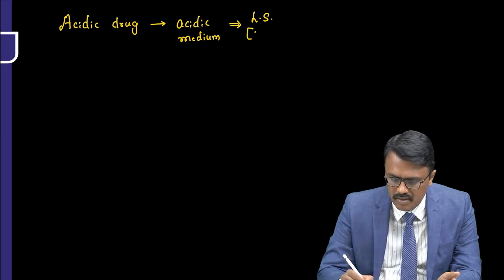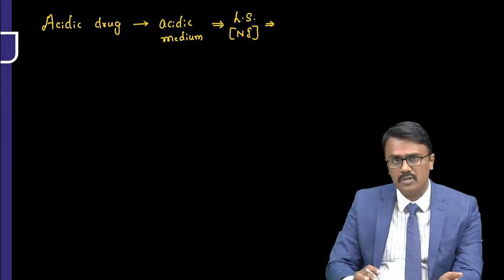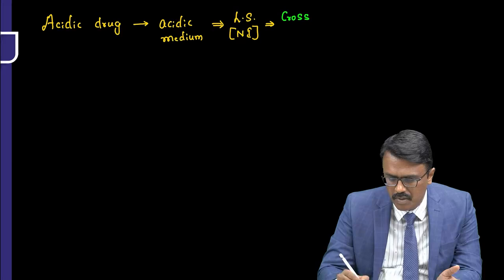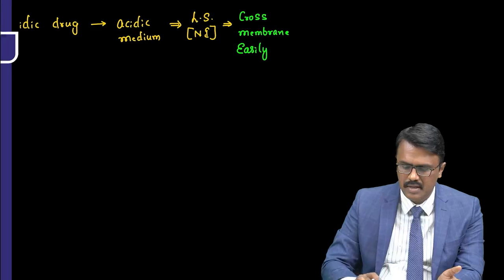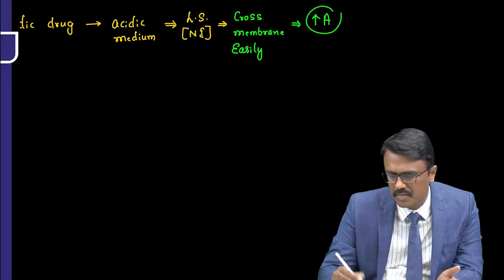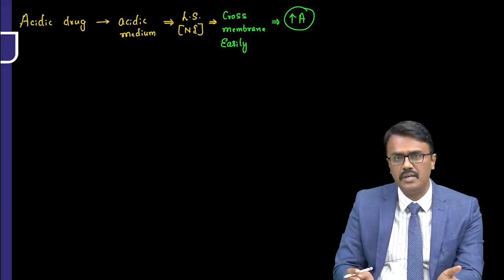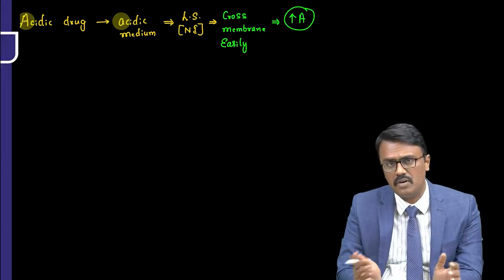And what is lipid soluble meaning? The drug is non-ionized. I have taught this already. If the drug is lipid soluble, will it cross the membrane easily? Yes, it can cross membrane easily. Now, if it crosses membrane easily, what happens to absorption? There is increase in absorption. You all agree with that? So acidic drug in acidic medium is lipid soluble, crosses membrane easily, and increases absorption. Simple thing is, if the drug and medium are same, the drug is absorbed.